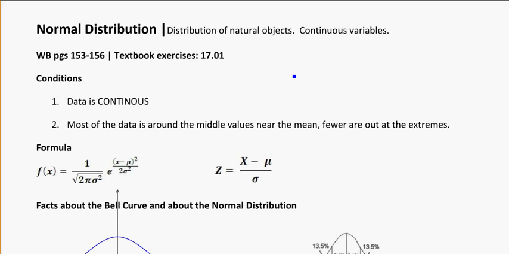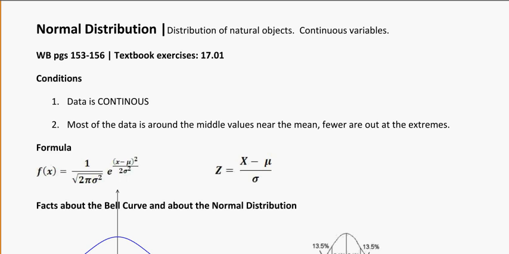So we're going to be looking at the normal distribution here, which you might remember from year 12. The distribution of natural objects is often what we look at with the normal. So things that occur naturally, such as comparing the heights of sunflowers or the heights of year 12s or something. Normal distribution is all about continuous variables because it has to do mostly with measurements.